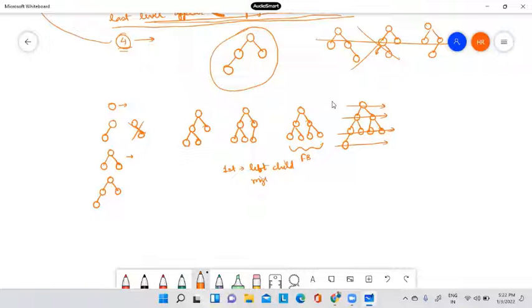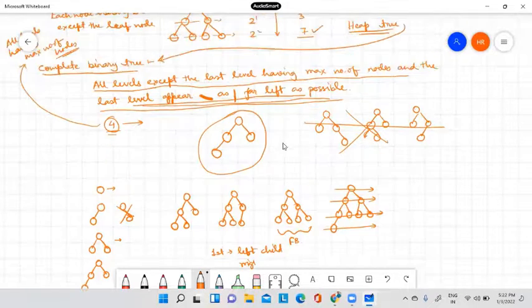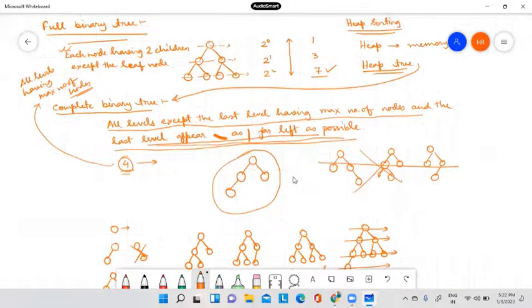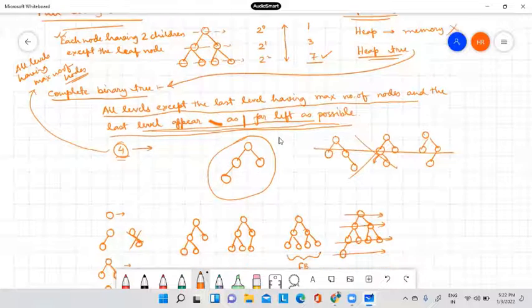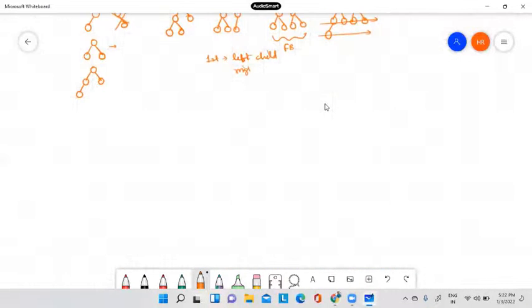This is called complete binary tree. In case of complete binary tree you can accommodate any number of nodes, but in case of full binary tree the number of nodes is fixed. So that's why there is another type of definition of this type of tree which is called complete binary tree. There is another tree which is called extended binary tree, sometimes called two tree.